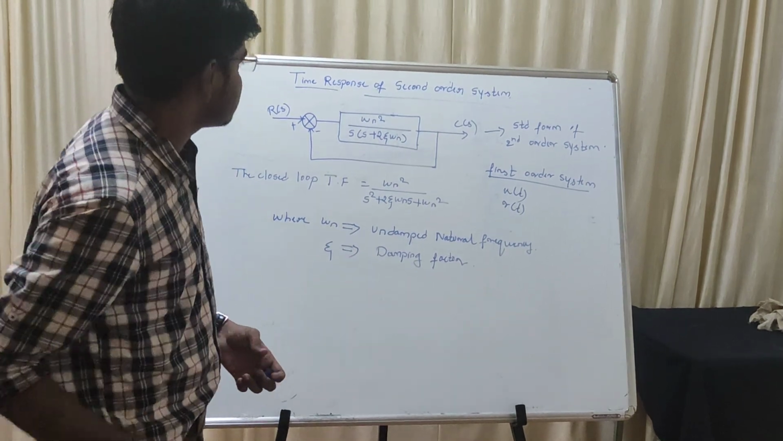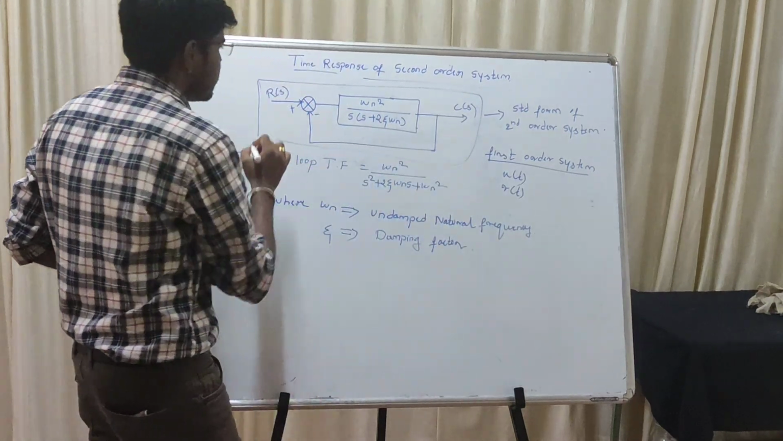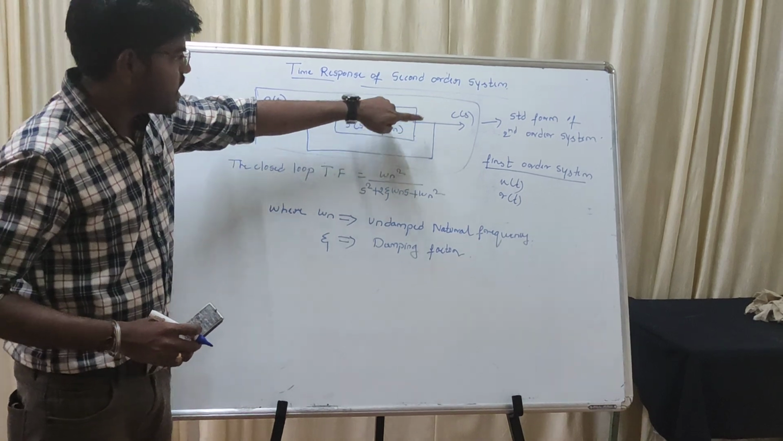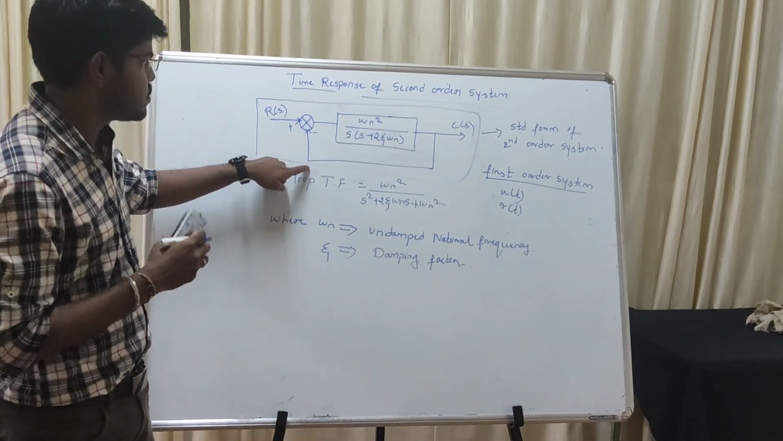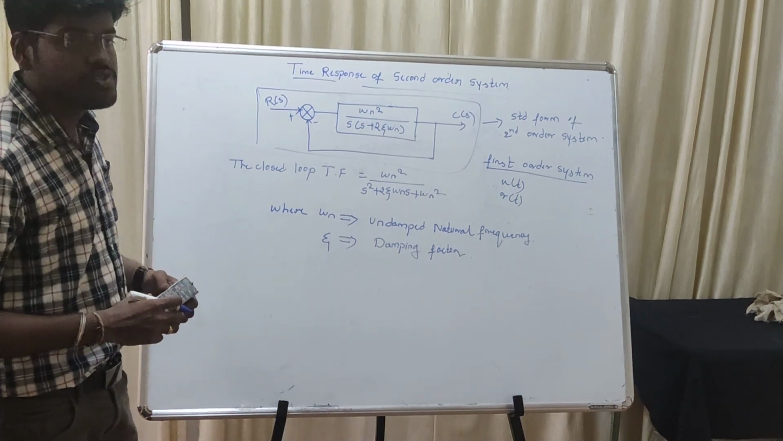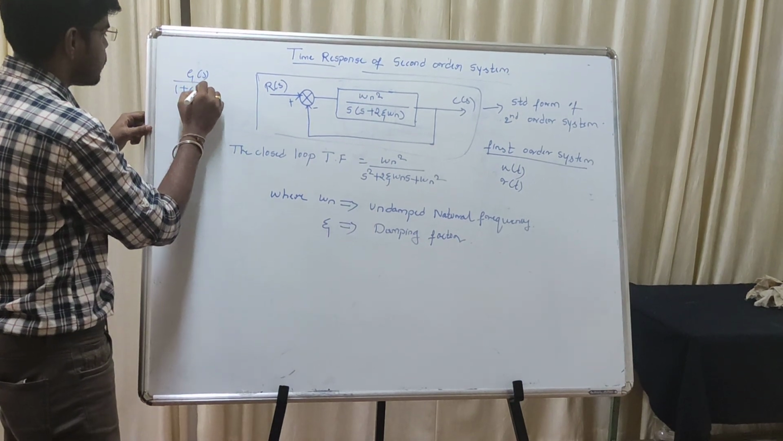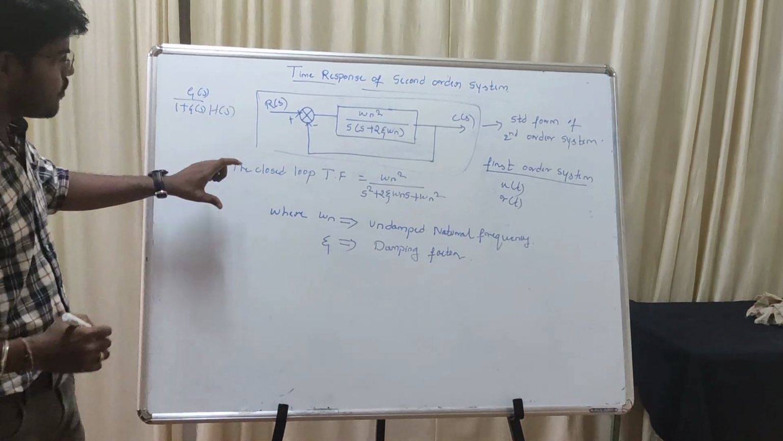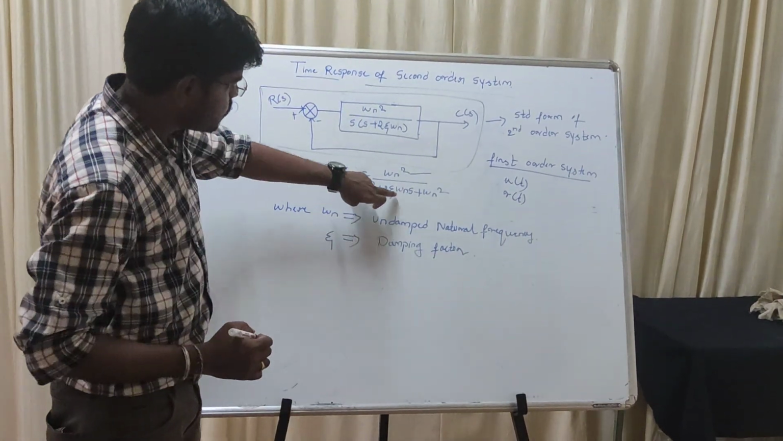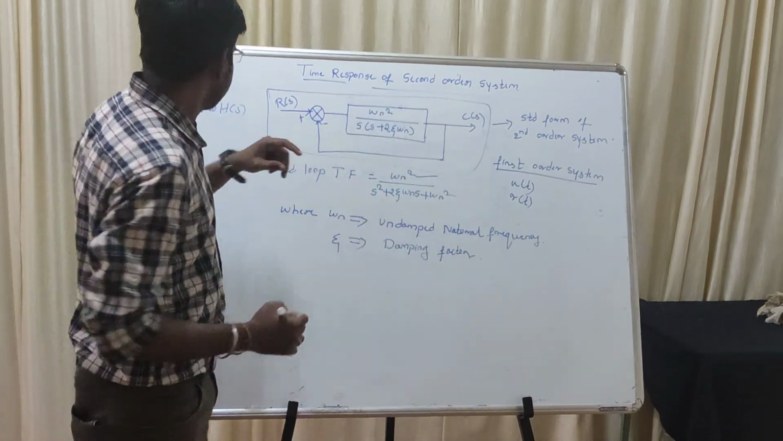This is the standard block diagram for the second order system, where G of s is omega n square divided by s into s plus 2 zeta omega n, and H of s is 1. It is a unity feedback system. Once you solve the closed loop transfer function using negative feedback, that is G of s divided by 1 plus G of s into H of s, the final transfer function of the second order system will be omega n square divided by s square plus 2 zeta omega n into s plus omega n square.